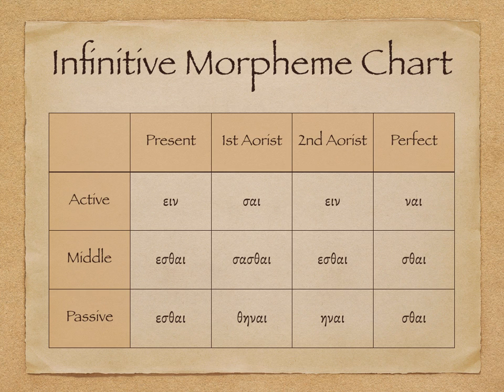One other note, look at the present active and second aorist active. Yes, they're exactly the same. How would you tell the difference? That's right, the stem. First aorist passive, that tense formative, always playing a helpful role for us in identifying and parsing: theta, eta. And then the second aorist passive, just the eta.